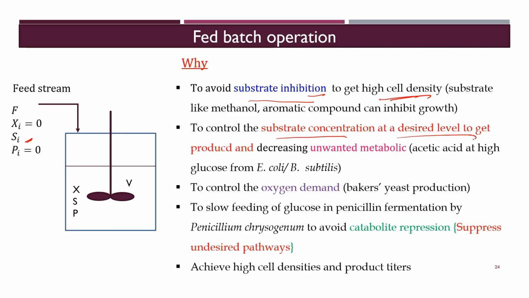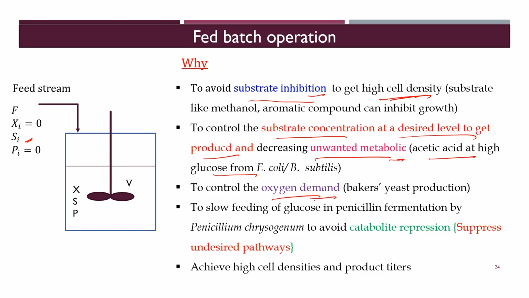And this is another very important thing, that in presence of excess substrate, there may be formation of other byproducts, which are undesired metabolites. For example, acetic acid is produced at high concentration of glucose. So, that also can be controlled, because the other metabolic pathway will not get initiated as long as substrate concentration is under control.